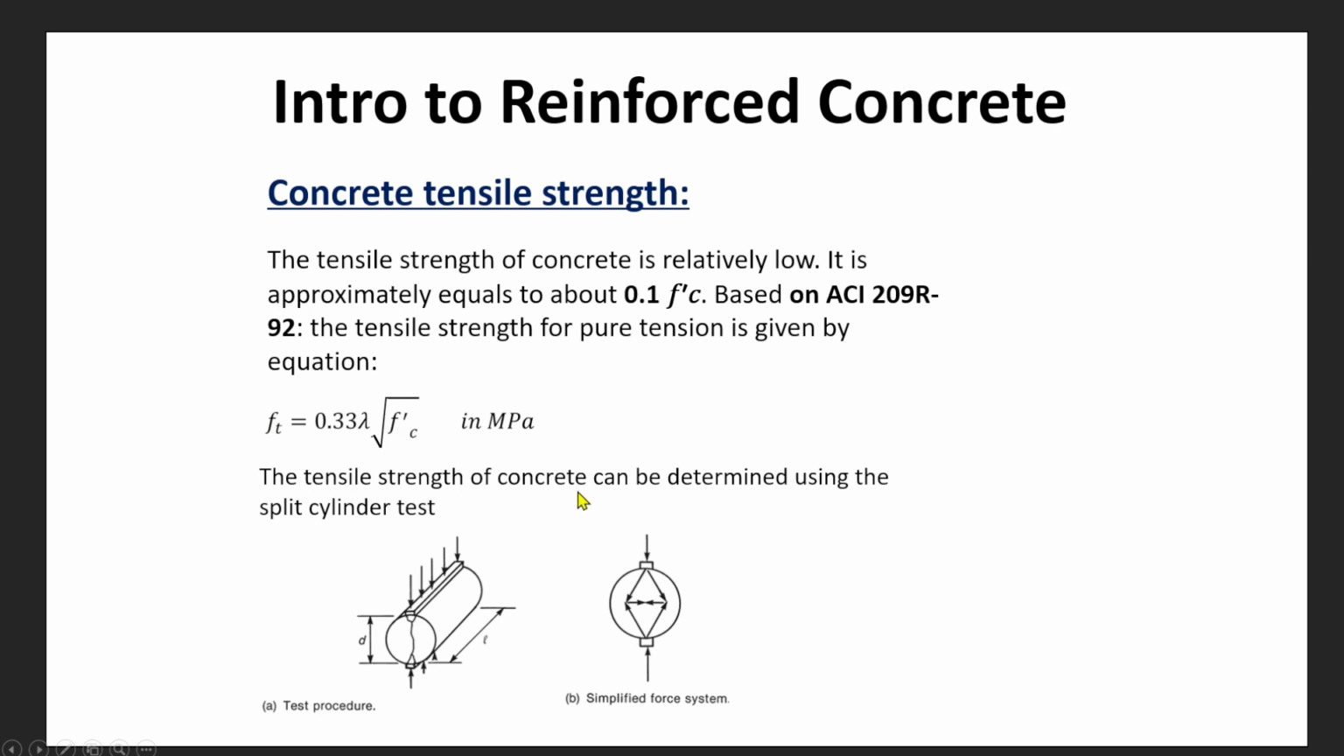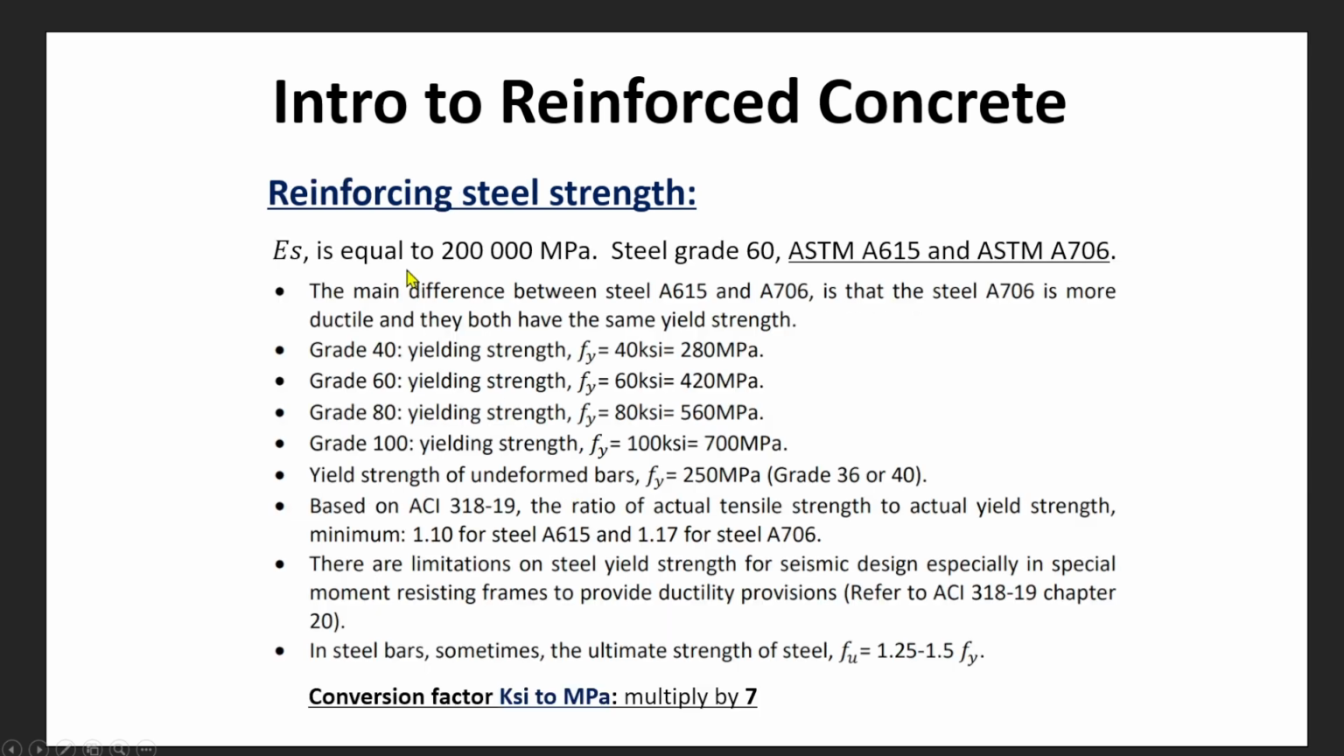The tensile strength of concrete can be determined using a split cylinder test, also called the indirect shear or tensile strength test. Reinforcing steel strength: Es is regarding the steel rebars, the reinforcement bars, which is the modulus of elasticity also, and it's equal to 200,000 megapascal. Steel grade 60 ksi.